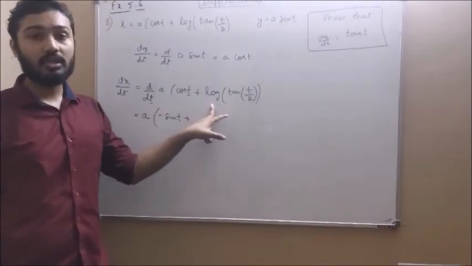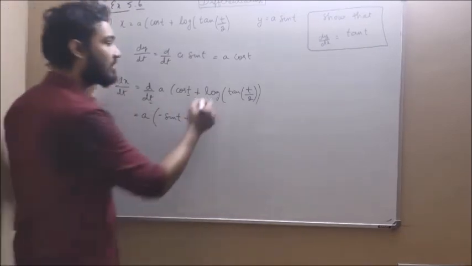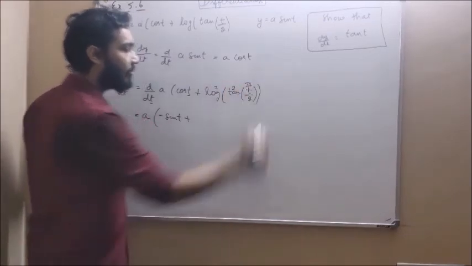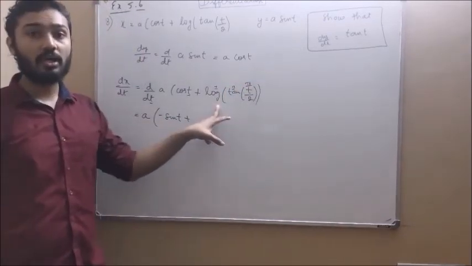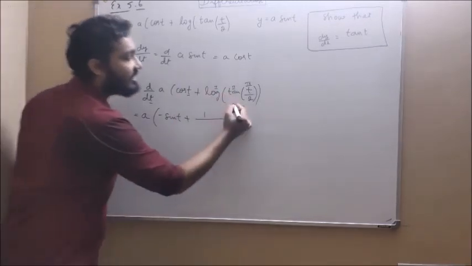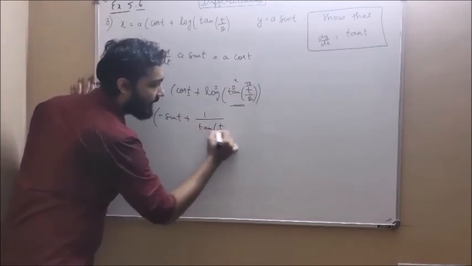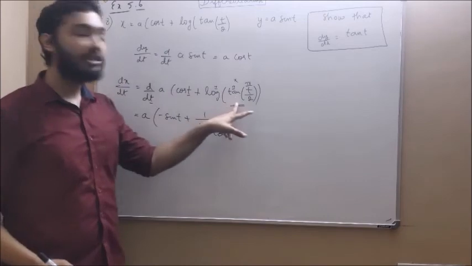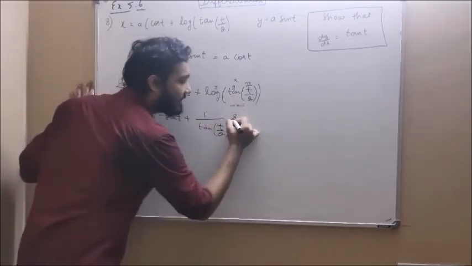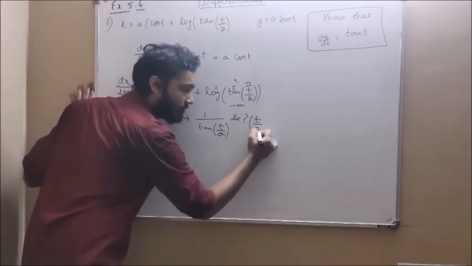Now the differentiation of log tan t by 2. This is a composite function. This is the first function, this is the second function, this is the third function. Now how to differentiate? Differentiation of log x is 1 by x. Instead of x there is tan t by 2, so it is 1 by tan t by 2. Next we have to differentiate tan t by 2. Differentiation of tan x is secant square x. Instead of x there is t by 2, so secant square t by 2.